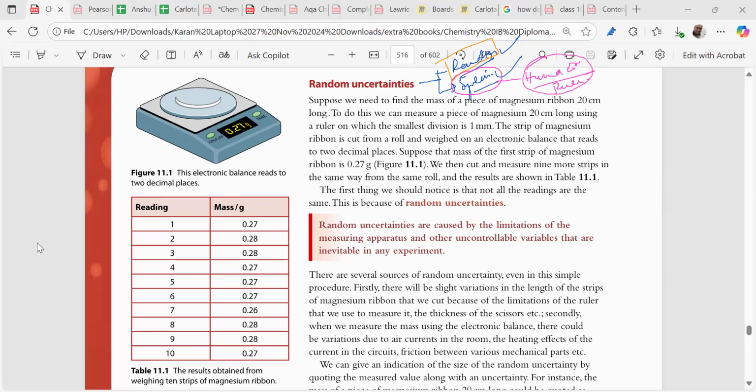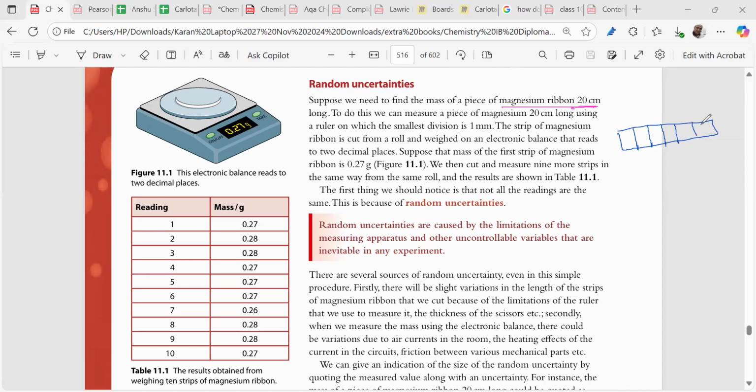Now, for random uncertainty, here is a very good example. Suppose we have taken 20 centimeters of the magnesium ribbon. I'm dividing this magnesium ribbon into 10 parts, equally, 2 centimeters each, and cutting it. Then I'm taking a weighing balance and doing this very precisely, very, very precisely, very honestly.